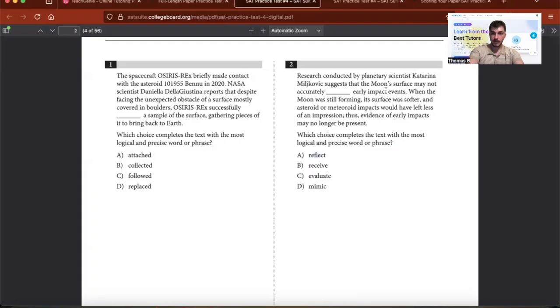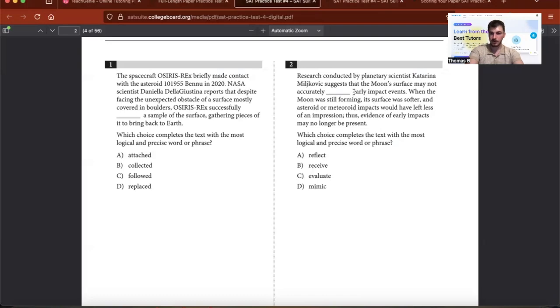Accurately reflect early impact events. That makes sense. Receive early impact events. That also makes sense. Evaluate. Moon may not accurately evaluate. The moon can't evaluate, so that doesn't make sense. Mimic also doesn't make sense. So I feel pretty confident that it's one of these two. Reflect, receive.